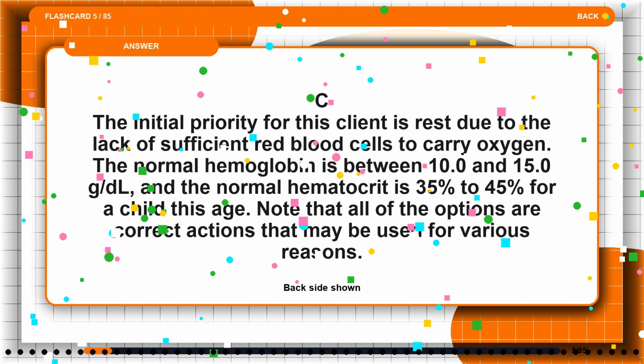The answer is C. The initial priority for this client is rest due to the lack of sufficient red blood cells to carry oxygen. The normal hemoglobin is between 10.0 and 15.0 g/dL, and the normal hematocrit is 35% to 45% for a child this age. Note that all of the options are correct actions that may be used for various reasons.